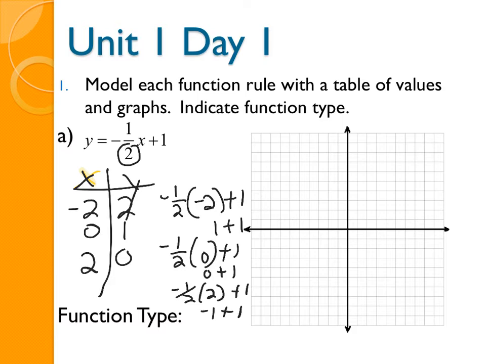And now we're going to go to the graph. -2, 2. We're going to graph 0, 1, and 2, 0. And then we're going to connect a straight line through them. Did not do a very good job with drawing a straight line. But that's the graph, and this is a straight line, so it is linear. If you have the variable to the first power, it's always going to be linear.